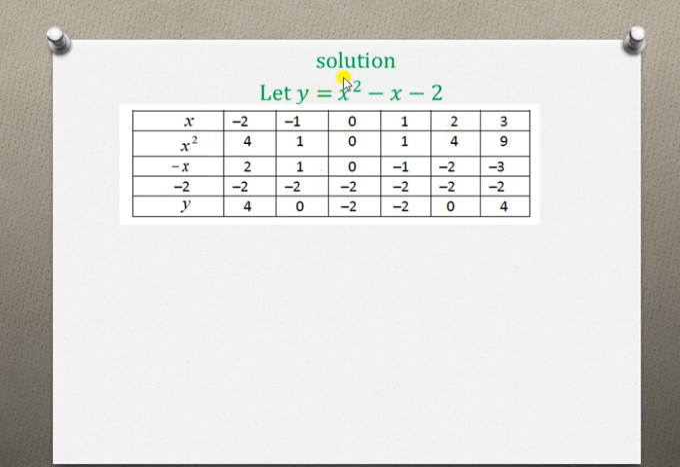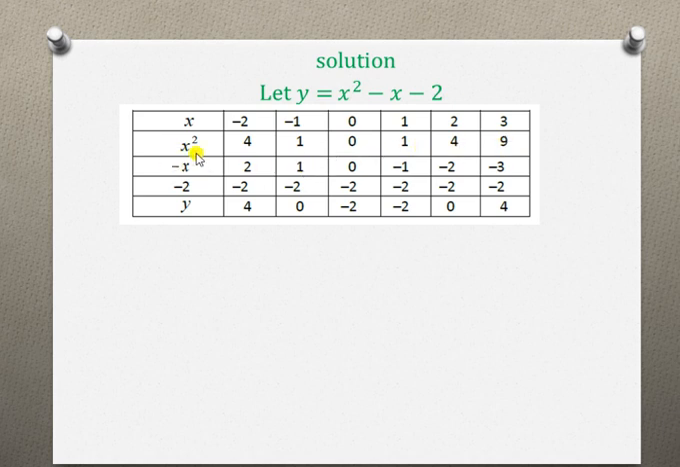Then to come up with the first term of our quadratic expression, it is x squared. You simply square each of these values of x. So -2 squared gives you 4, -1 squared gives you 1, and so on until you finish this row.